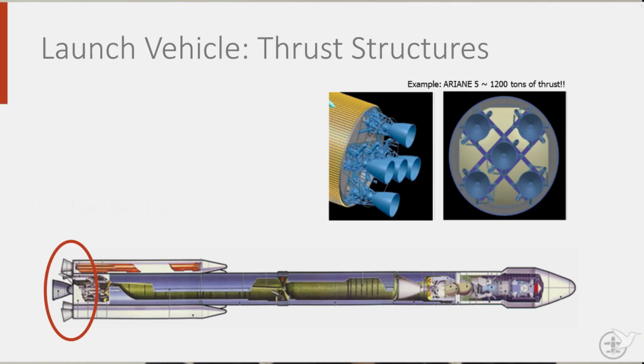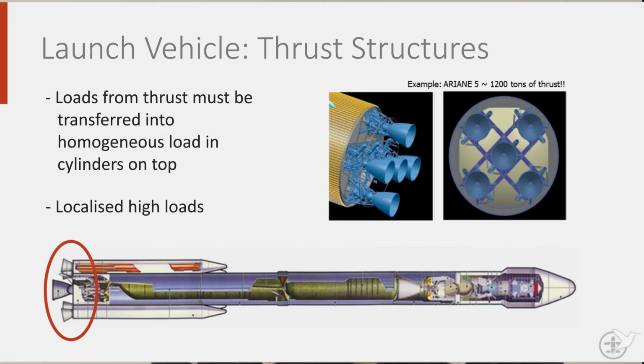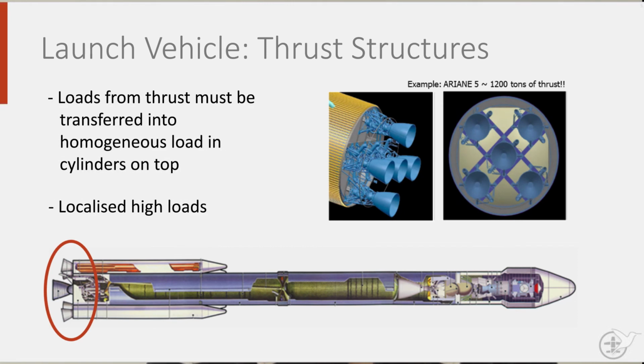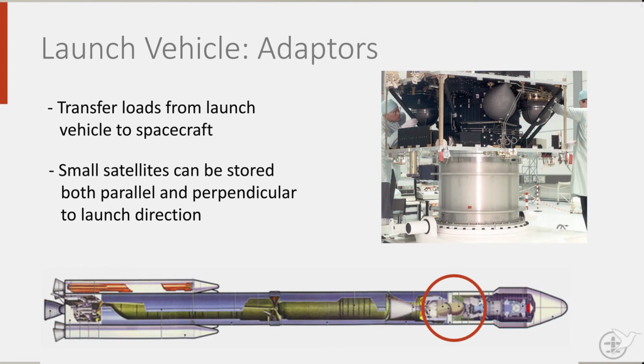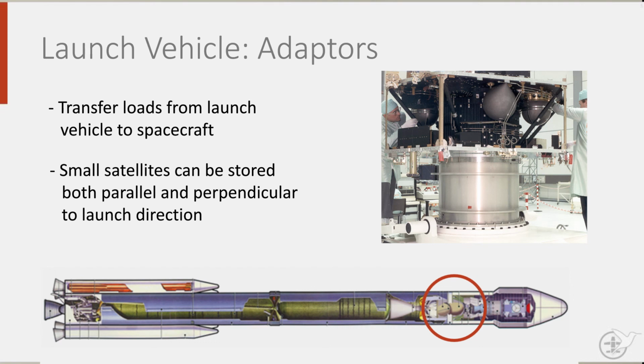Thrust structures transfer the enormous thrust from the engines to the main stages of the launcher. To put a number on it, the European Ariane 5 rocket produces 15,000 kilonewtons at liftoff. This concentrated load must be distributed into the stage structure via a conical structure. Finally, the adapters. They transfer the loads from the launch vehicle to the spacecraft. Here you see the adapter for the European Hipparcos satellite.